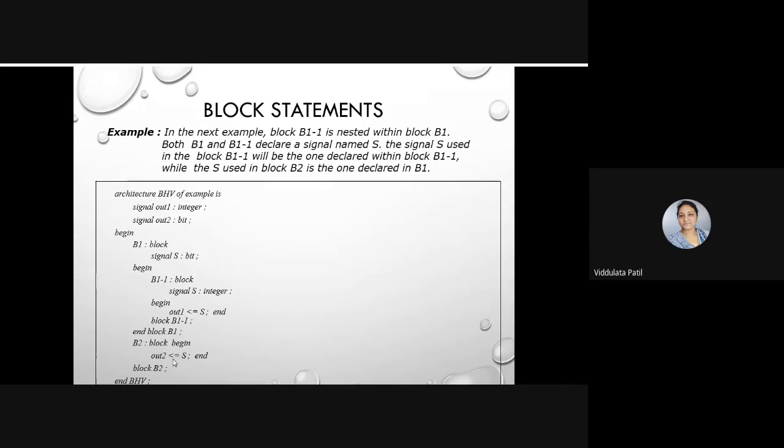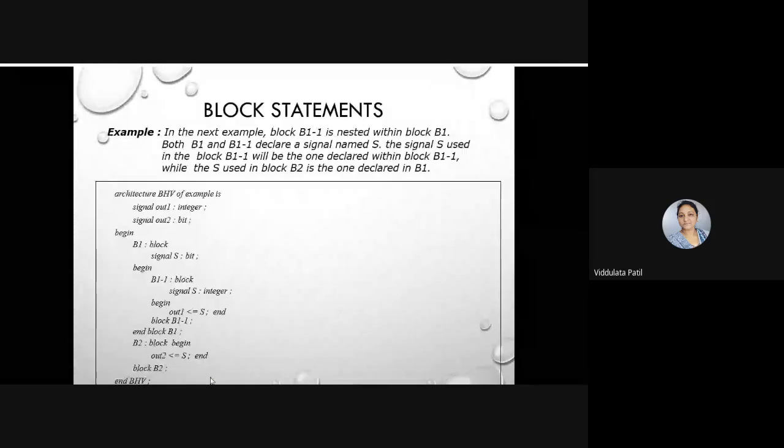So all these statements will be executed concurrently, and this out1 will have the value of S, which is integer type, assigned in the B1-1 block, and this will be of a bit type. Okay, so this is about the block statement. So here we can have these statements executed concurrently. That means these blocks can be executed concurrently.